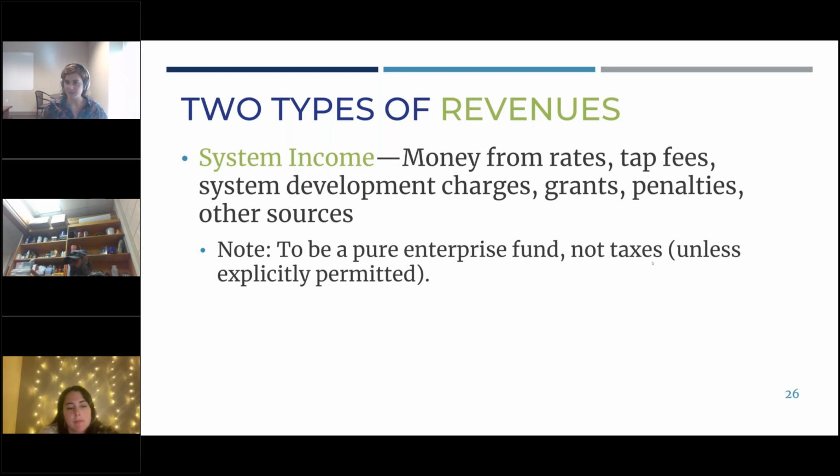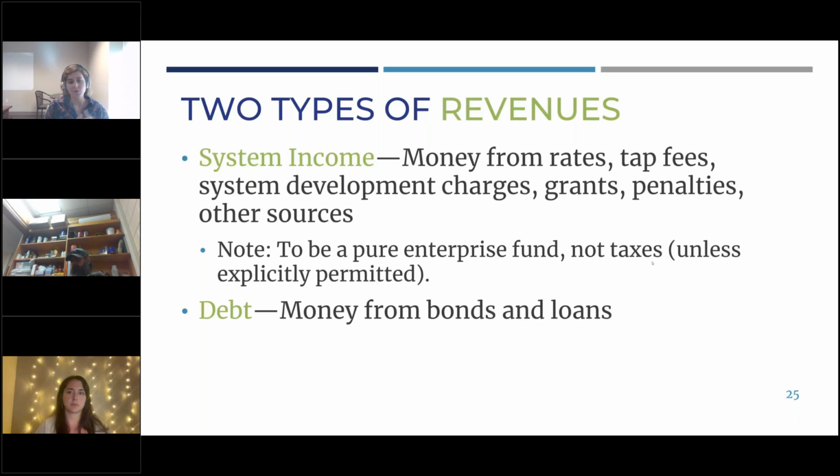And just to be clear, again, as I mentioned before, in a pure enterprise fund fashion, this isn't taxes unless you have explicit permission based on the governance structure of the utility or state statutes, what have you. And then you also do have debt, right? So you've got your debt service payments, which are costs, but the actual money coming in, the borrowed money, is a revenue. You just have to pay it back.